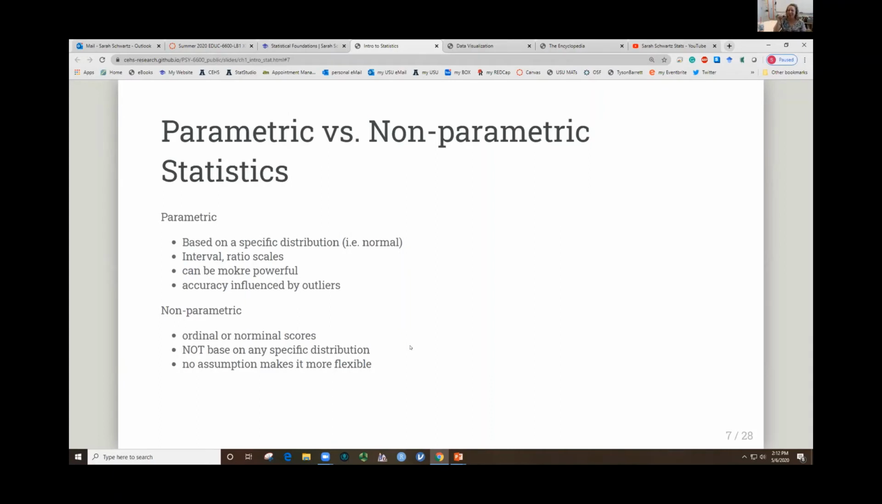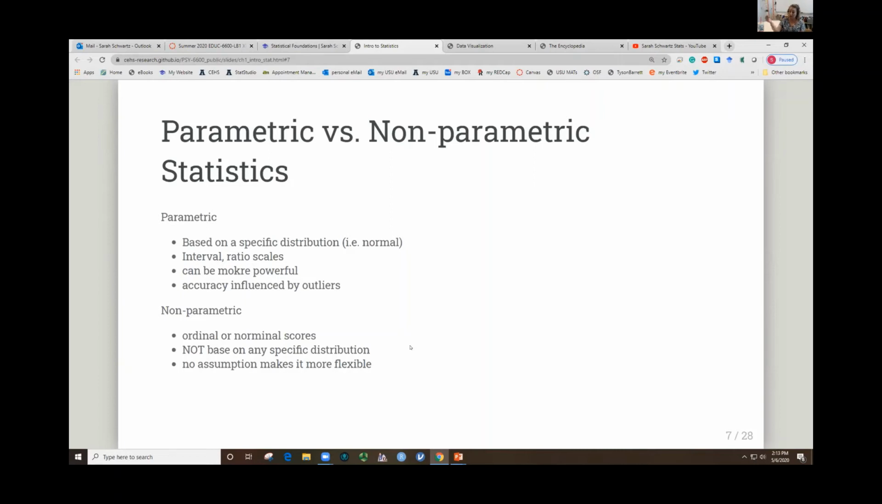All bell curves are exactly the same. All normal curves are exactly the same except for their mean and their standard deviation. The mean is the center of the curve. The standard deviation is how wide it is. But if you know those two numbers, you can draw the plot exactly. That's a parametric distribution. There are other distributions that we're going to go over in this class.